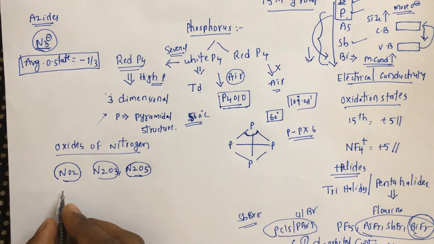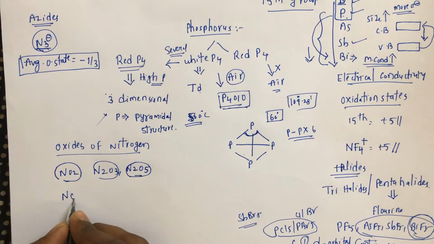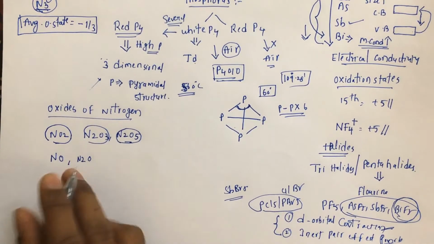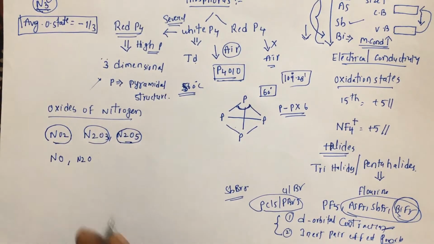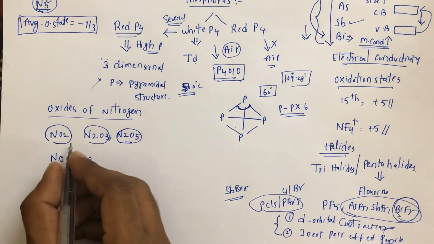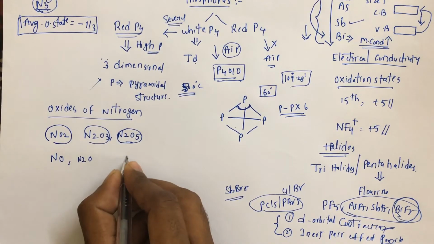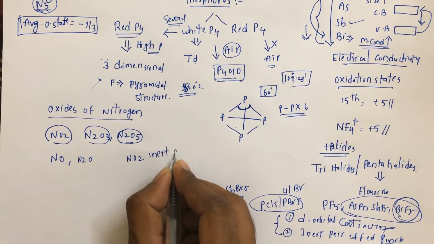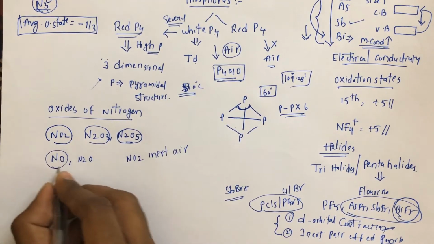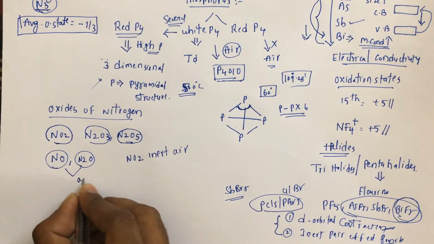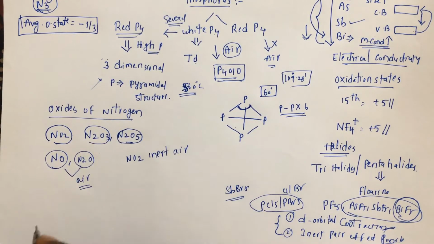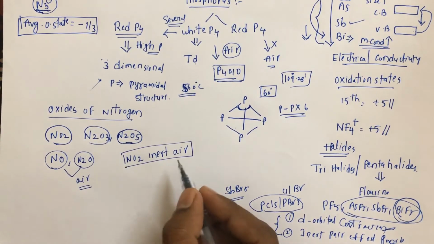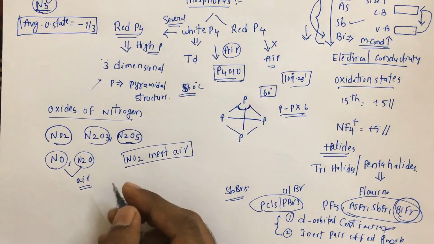And other oxides we have, like NO. This is one oxide. So these are the important oxides we have. Among these, what we need to remember is that NO2 is inert towards air. It doesn't react with air, but NO and N2O react with air. So NO2 is inert towards air, but NO and N2O are not inert.